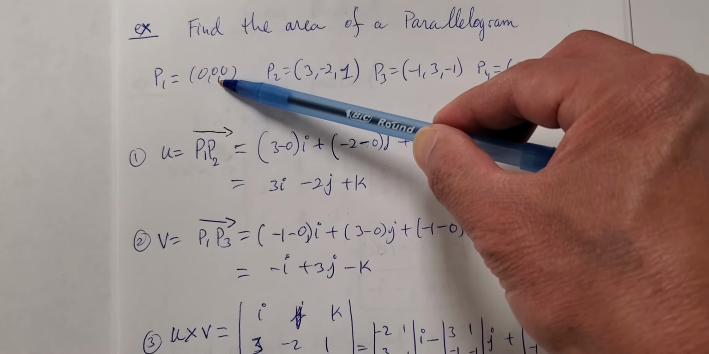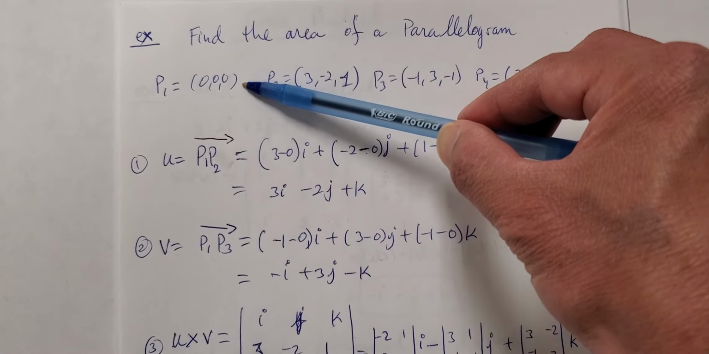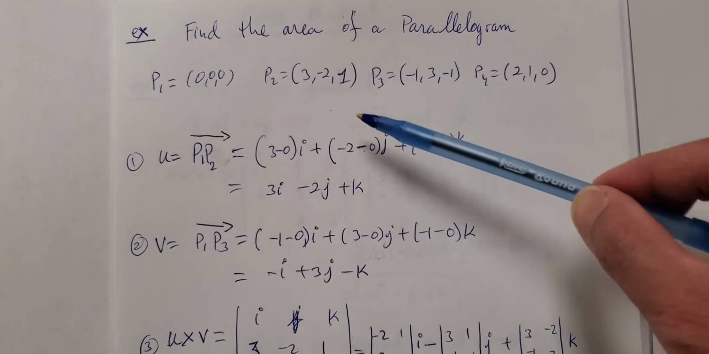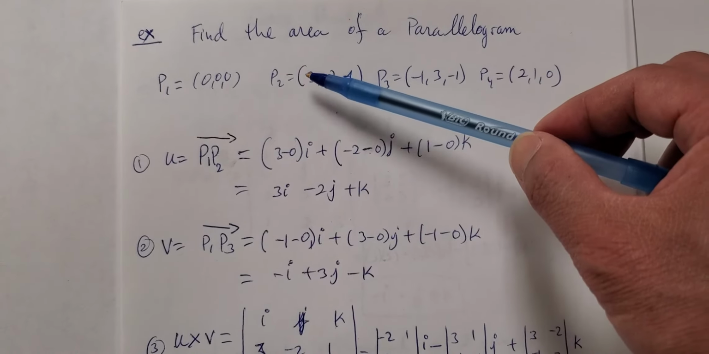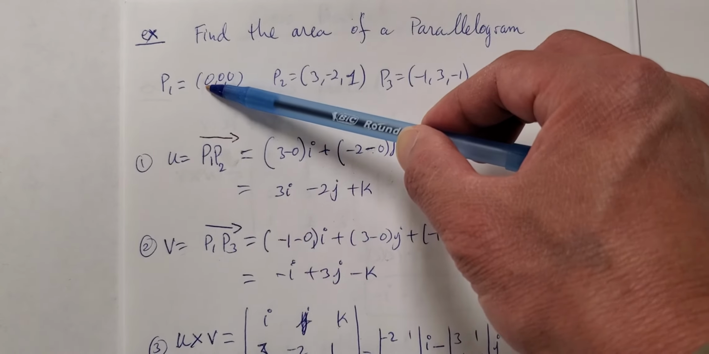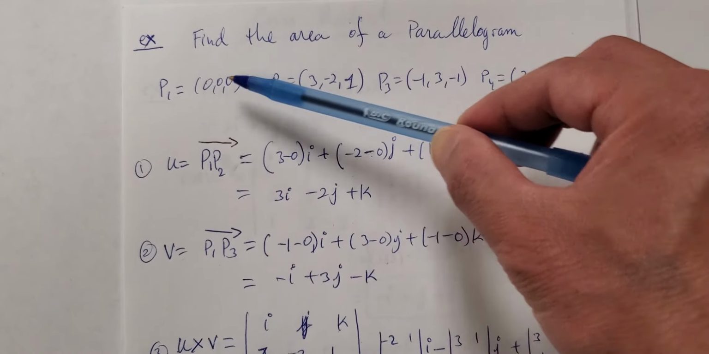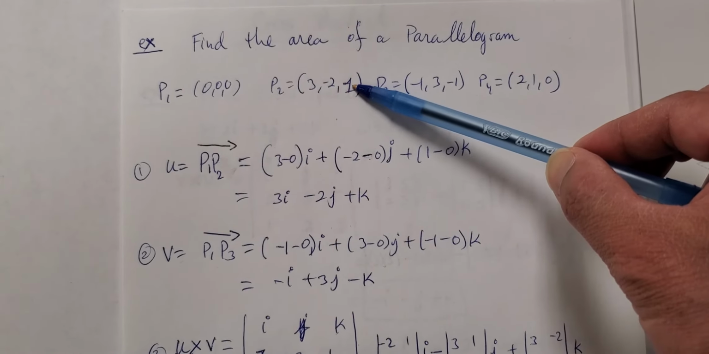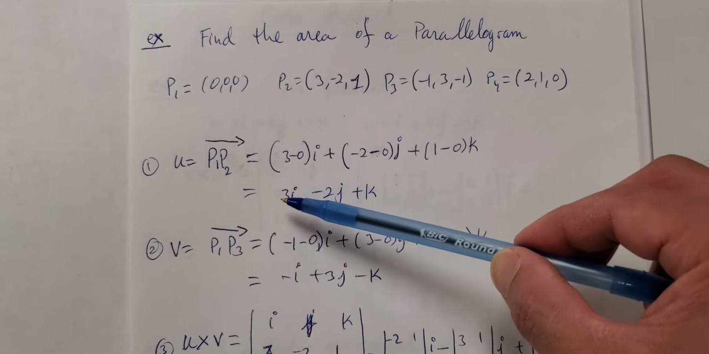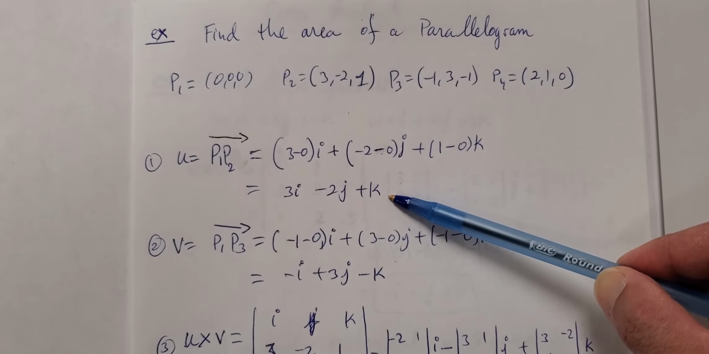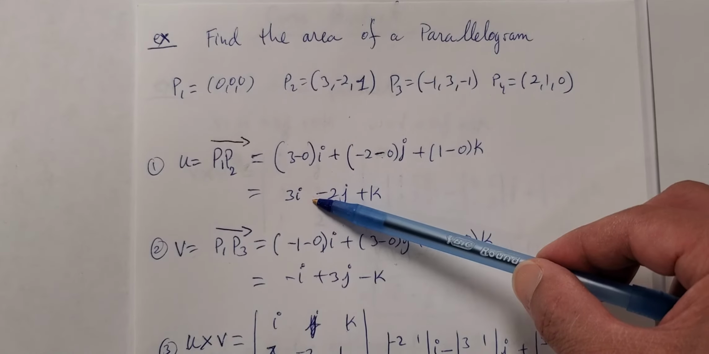y2 subtract y1, z2 subtract z1. That's here. And if there are extra negatives, then that'll become plus. So one more time: x2 subtract x1 here, y2 subtract y1 here, z2 subtract z1 here. And that becomes 3i, -2j, +1k. So from point 1 to point 2, the vector is this one.